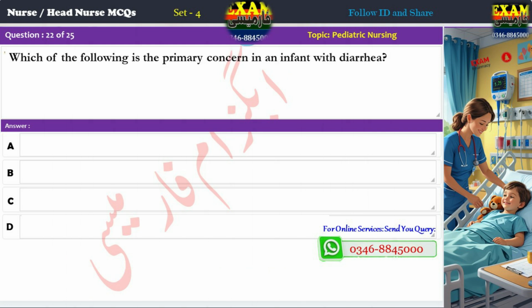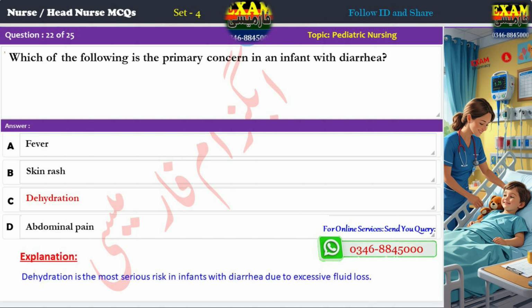Question 22. Which of the following is the primary concern in an infant with diarrhea? A. Fever. B. Skin rash. C. Dehydration. D. Abdominal pain. Correct answer: C. Dehydration. Explanation: Dehydration is the most serious risk in infants with diarrhea due to excessive fluid loss.